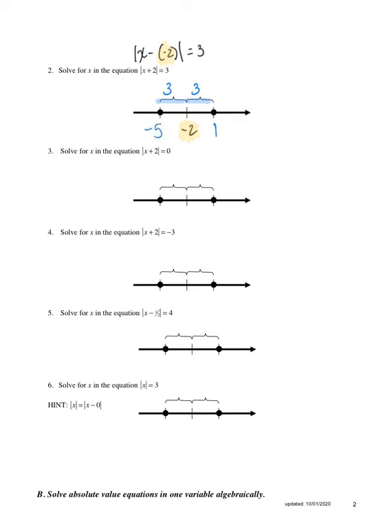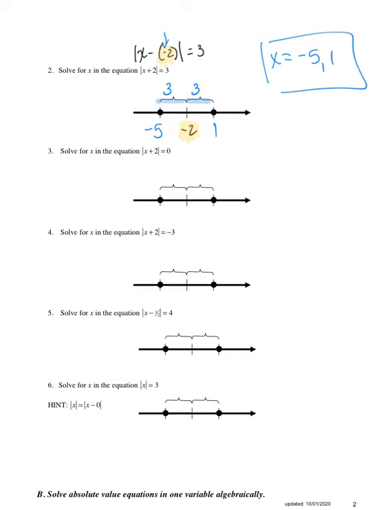So actually, we now see that we have the absolute value of x plus 2 equals 3. I'm looking for the two values of x that are 3 units away in either direction from -2. There's my solution. Now let's look at the next example.